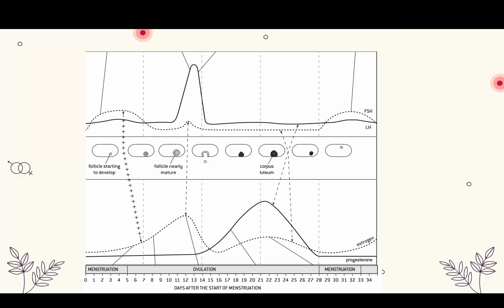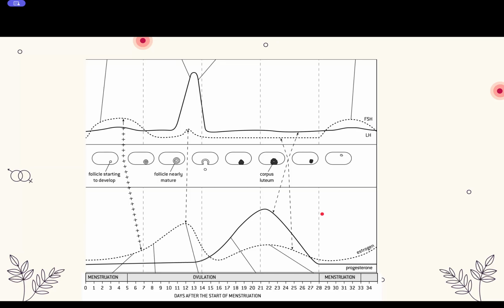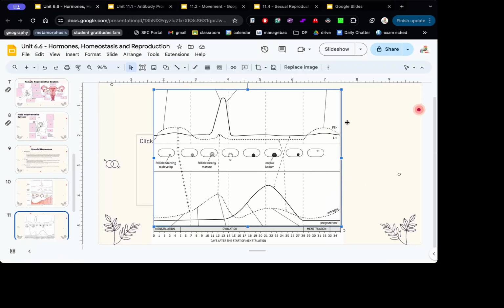Okay, do we kind of understand the menstrual cycle? Because it's very long and it's very confusing. Again, if there are any questions, I'm willing to answer them literally right now. So let me know.